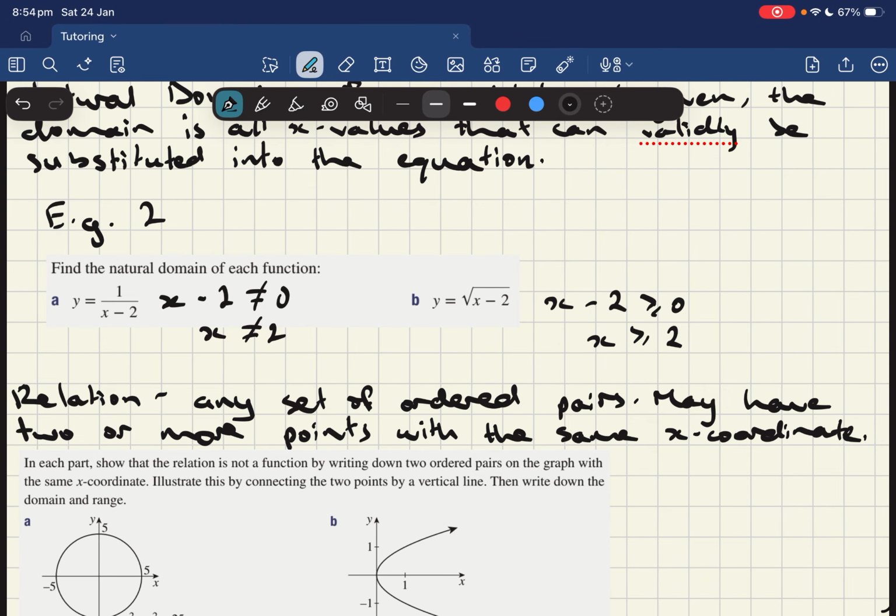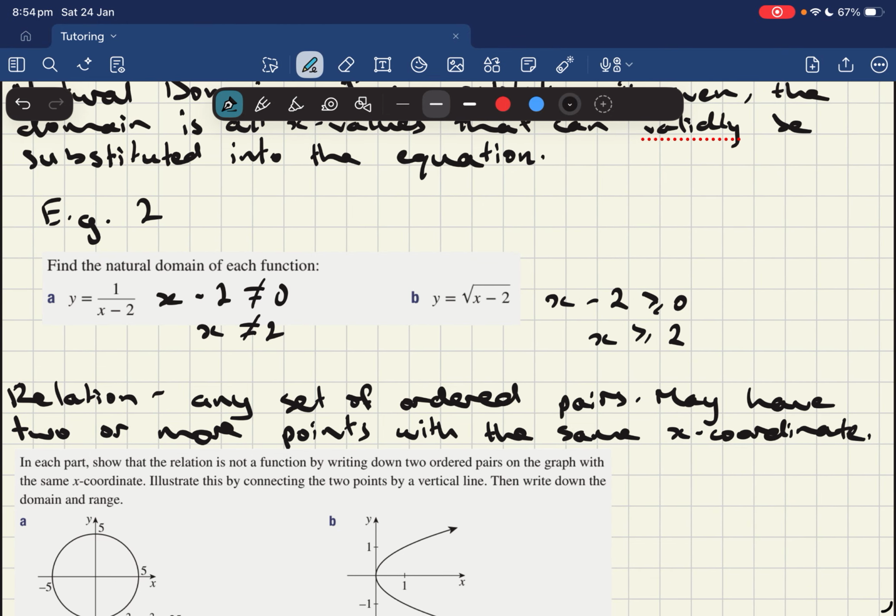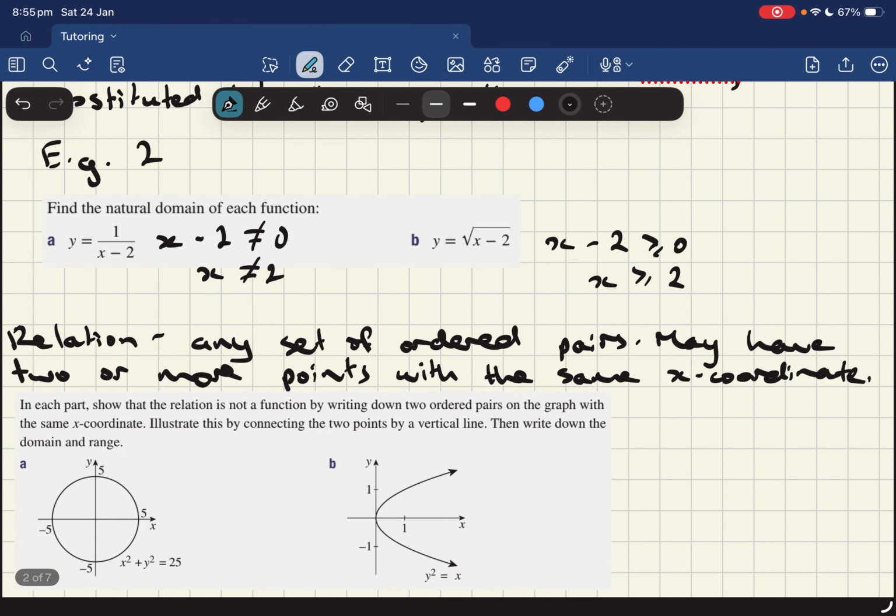Next, we're going to talk about relations. Now, a relation is any set of ordered pairs, and unlike the function, it may have 2 or more points with the same x coordinate. Now, down here, it's saying in each part, show that the relation is not a function by writing down 2 ordered pairs on the graph with the same x coordinate. Illustrate this by connecting the 2 points by a vertical line. Now, this vertical line bit, we're going to talk about in just a moment, because this is a really quick and easy way to determine whether we have an actual function here, or if it's just a relation.